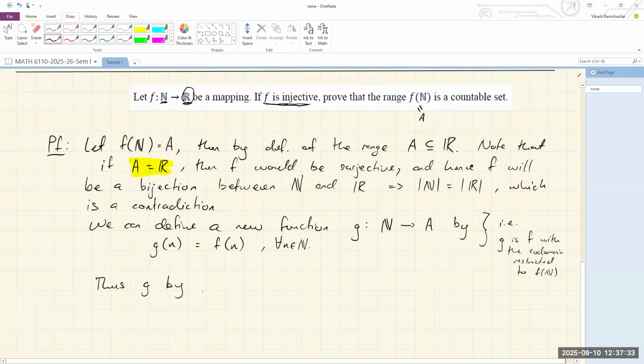So I want to show g is bijective. By construction, notice that g is simply the function f, but I just shrink the codomain. So f was already injective. So g by construction is injective, right? Since f was injective and g is simply f.